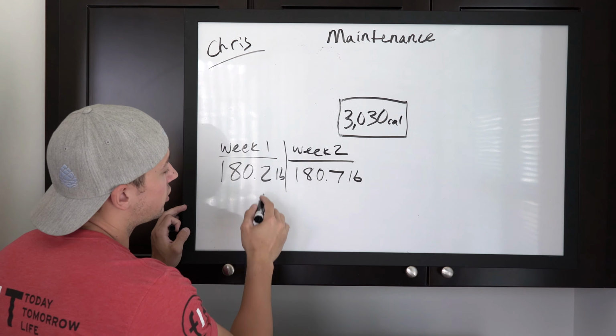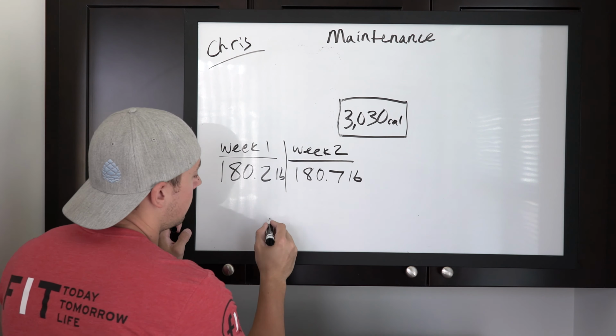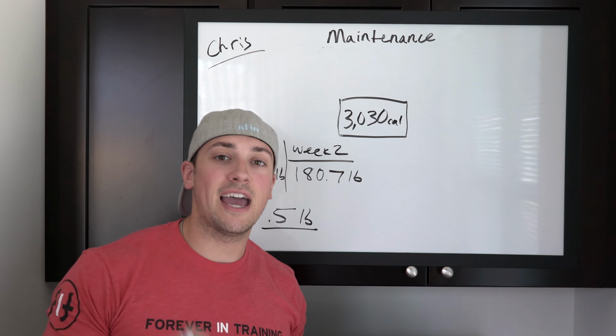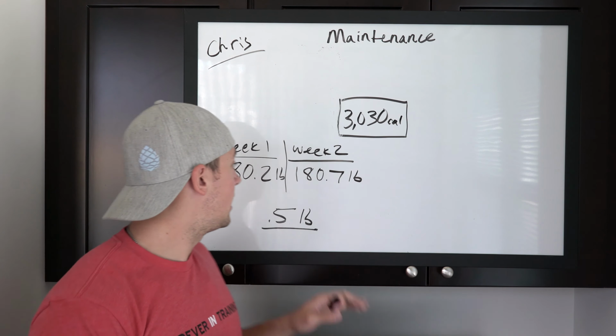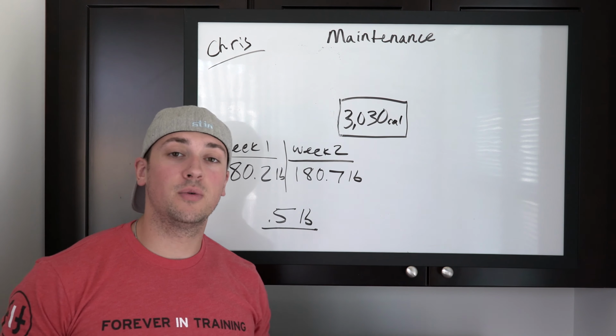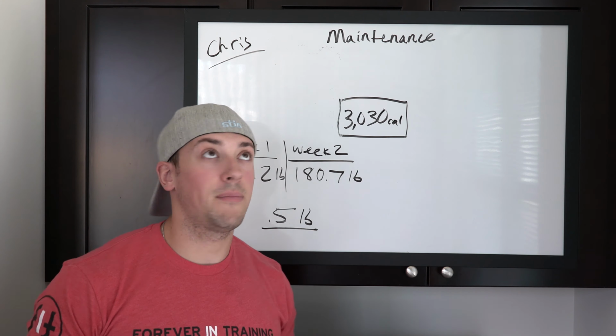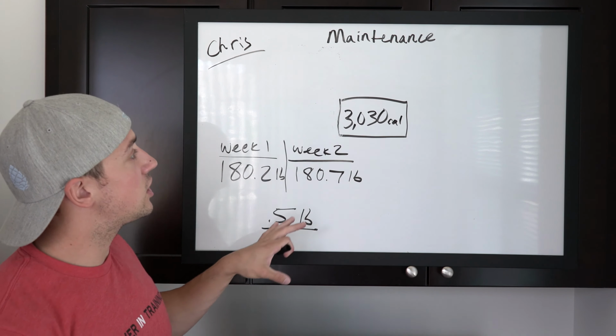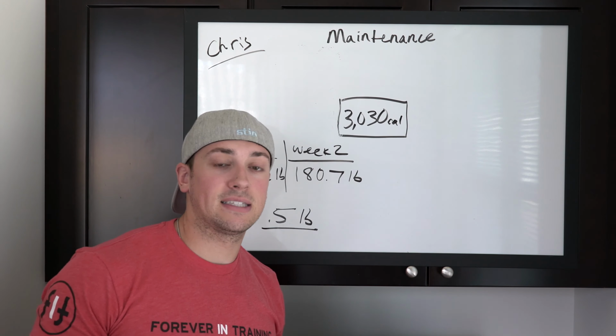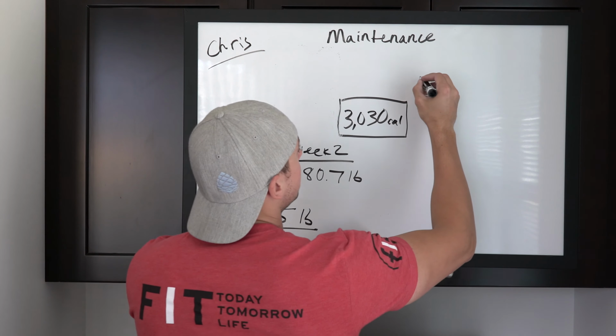Chris moves up in weight by 0.5 pounds. So that means he's actually in a surplus. He is gaining weight. He gained half a pound. If Chris eats 3,030 calories every single day, he's going to gain half a pound per week. Obviously, we don't want this to happen, but with this information, we can find our maintenance calories because we know the 3,500 calorie rule.